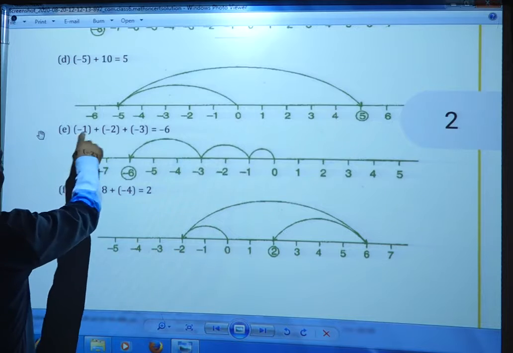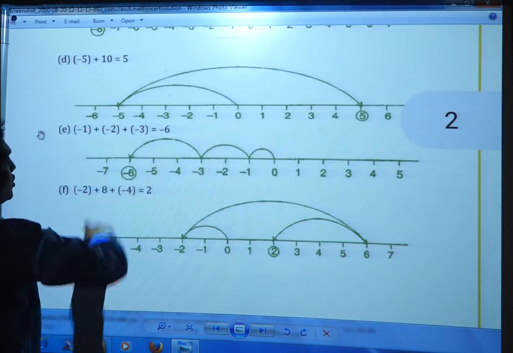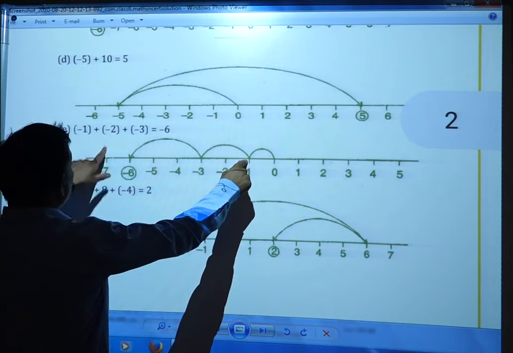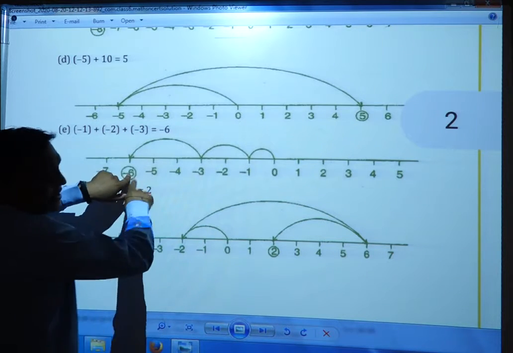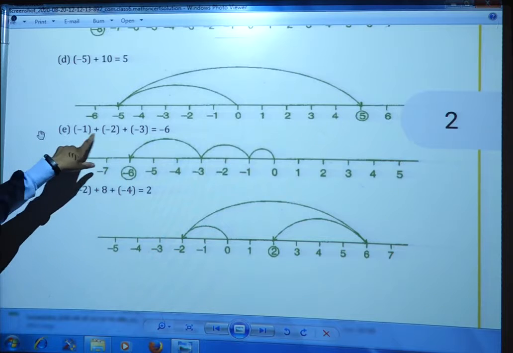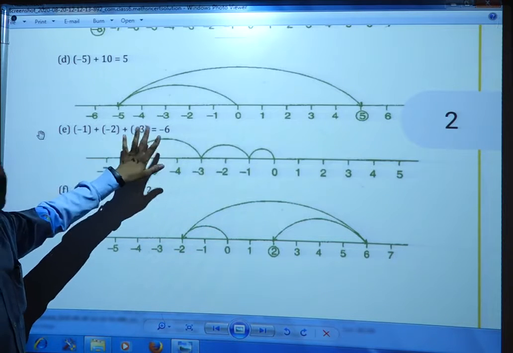Next. Minus 1, minus 2, plus minus 3. First minus 1. Afterwards minus 2, again 2 steps. Minus 3, again 3 steps. You will get minus 6. All numbers are minus, so you have to do minus. And the answer is minus 6.